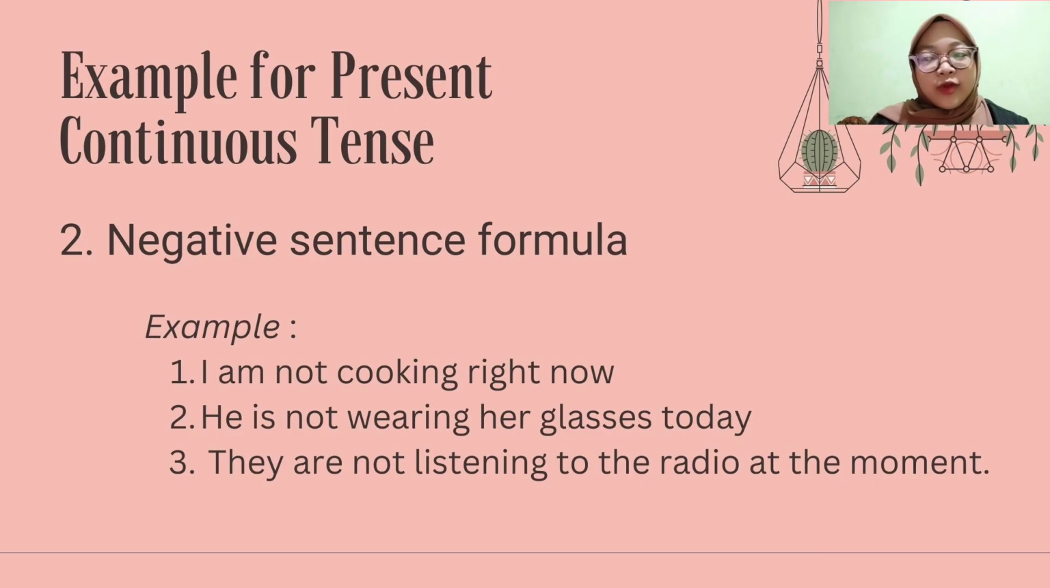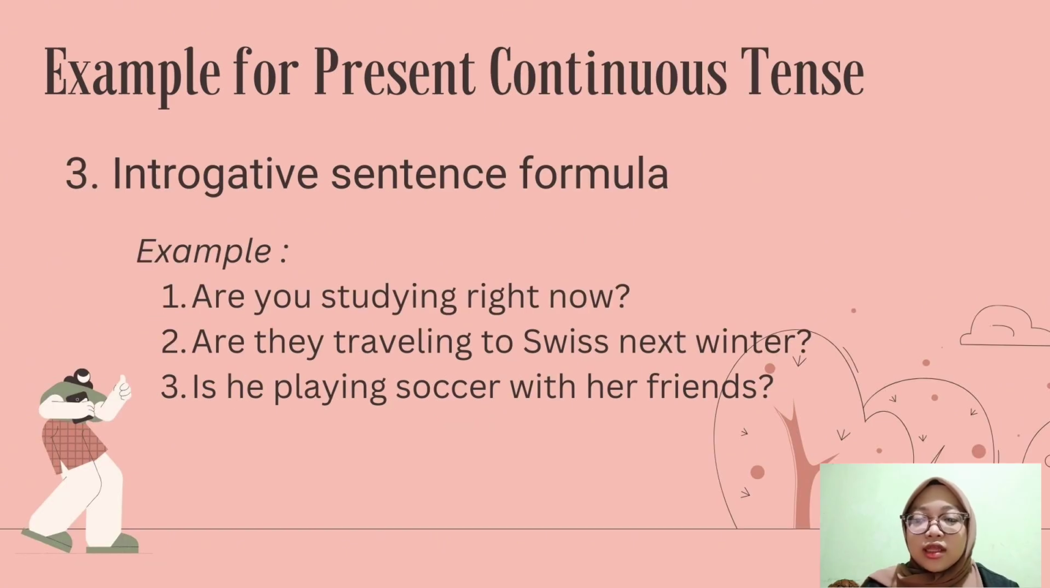Negative sentence formula. The examples are: first, I am not cooking right now. He is not wearing her glasses today. They are not listening to the radio at the moment. And last is the interrogative sentence formula. The examples are: are you studying right now? Are they traveling to Swiss next winter? And is he playing soccer with her friends? So like that.